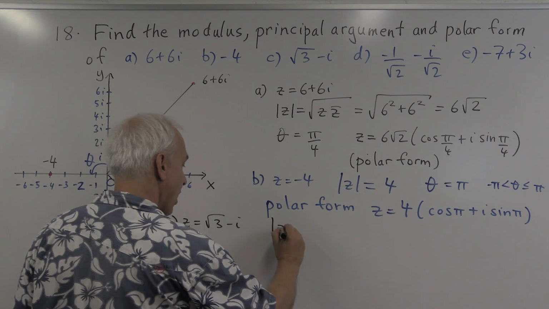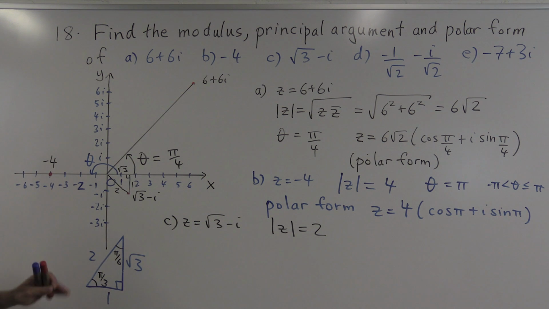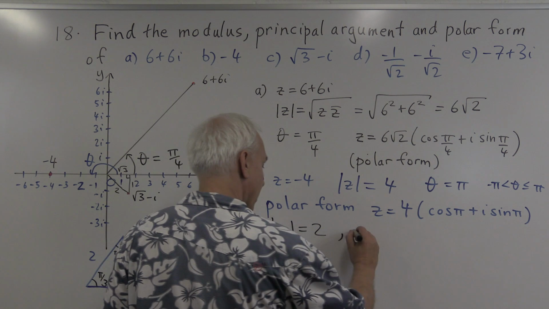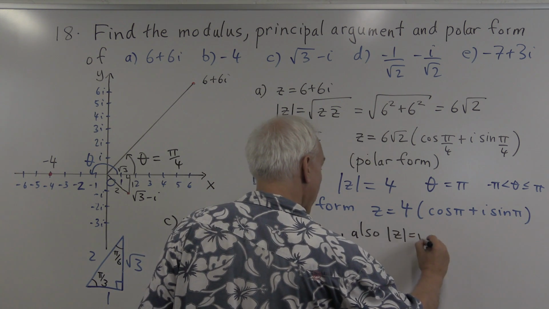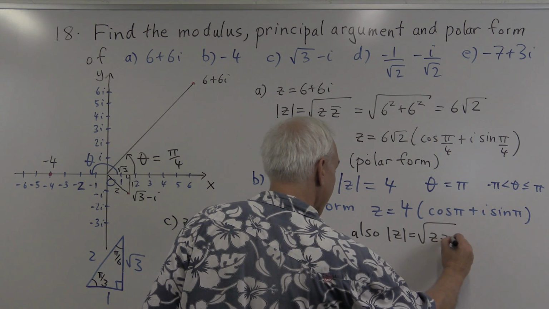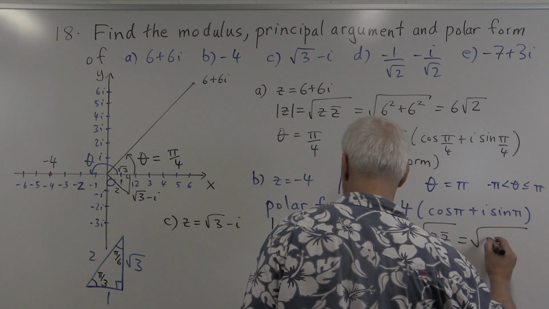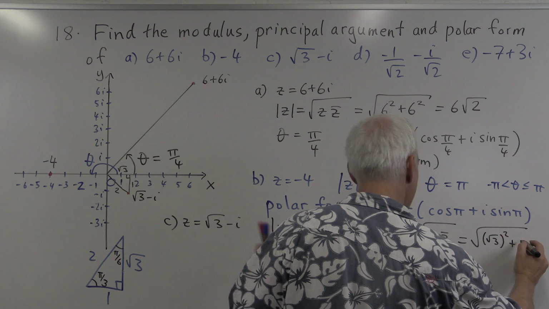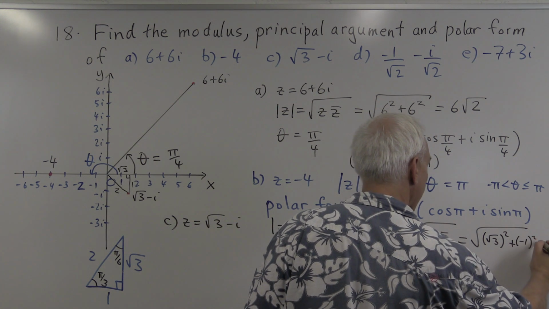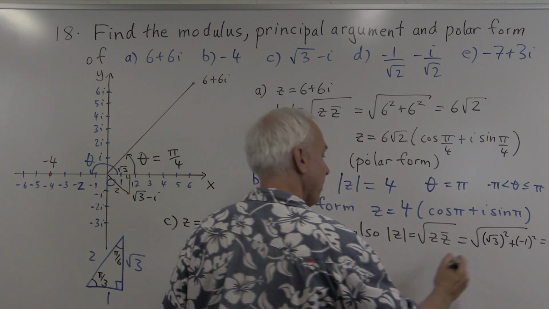So the modulus of z is going to be 2. And if we didn't know that from the trigonometry, we could also compute that by just using the formula that mod z is the square root of z times z bar. And so we would have to find the square root of, well, the coefficients are root 3, so we have to square that, and minus 1. So it's altogether square root of 3 plus 1, which is 4. And that also gives us 2.